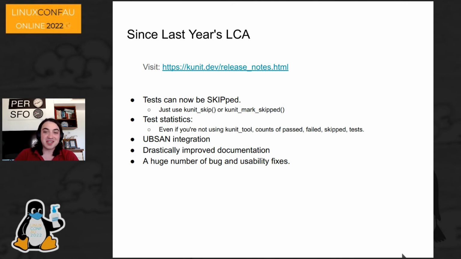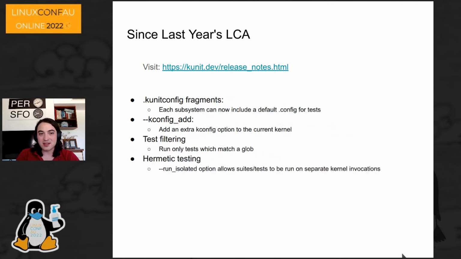The documentation, I've mentioned a couple of times, has been drastically improved in the last year. It's been totally reorganized. If you go into documentation, DevTools, KUnit in the kernel source, there's now a better architecture overview. It's structured a bit better. It should be much easier to get started with KUnit, and a bit easier to find specifics on how do I write tests versus how do I run them versus how do I use the KUnit tool wrapper or how do I do it manually. And bug and usability fixes.